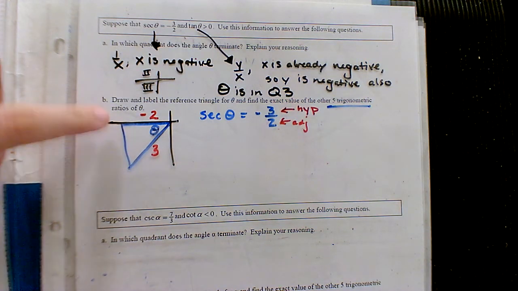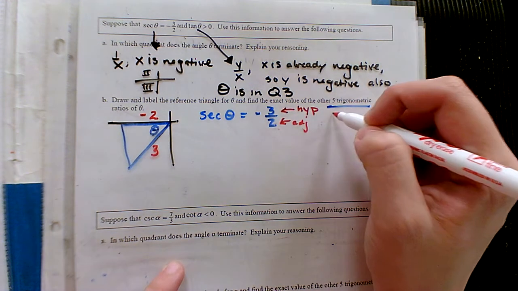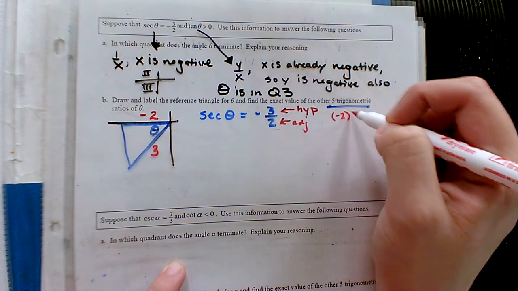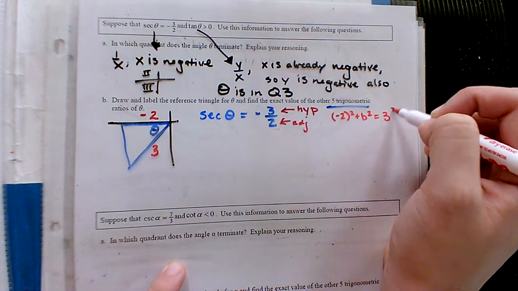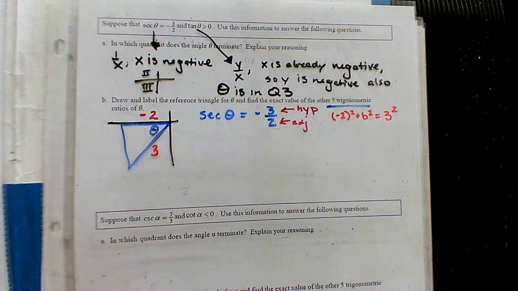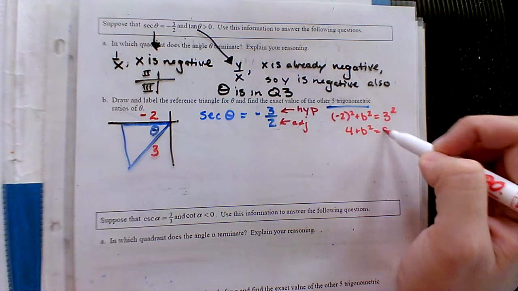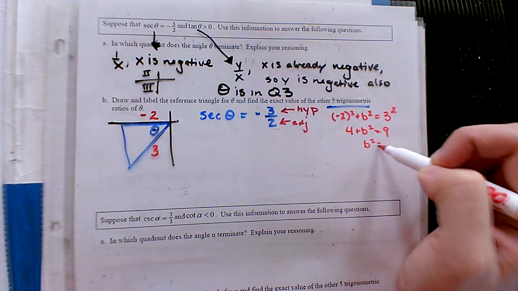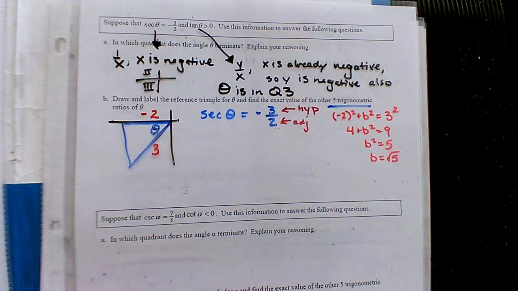All right, let's see if we can figure out that missing side utilizing the Pythagorean theorem. So we'll have negative 2 squared plus b squared equals 3 squared. Looks like we get the square root of 5.